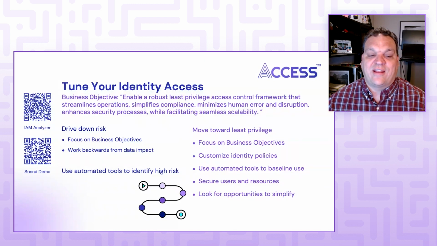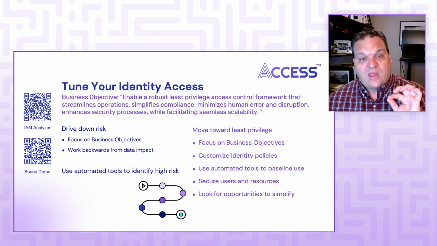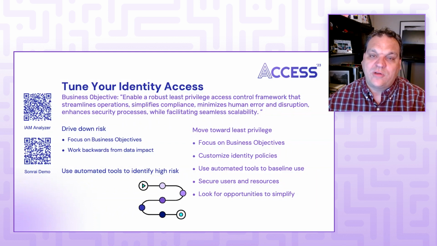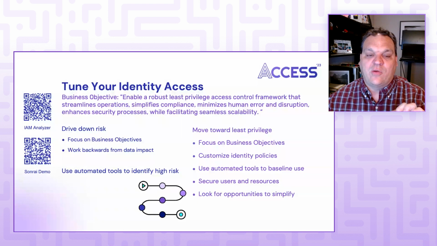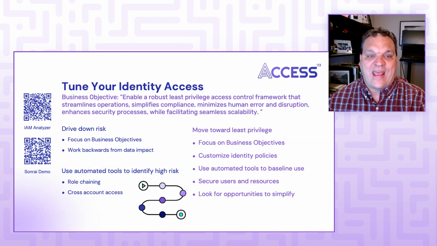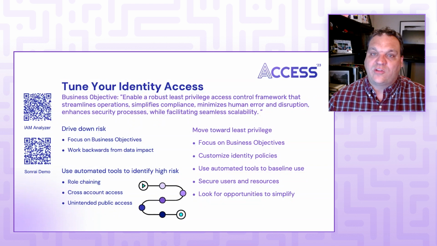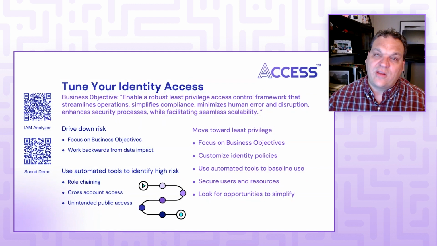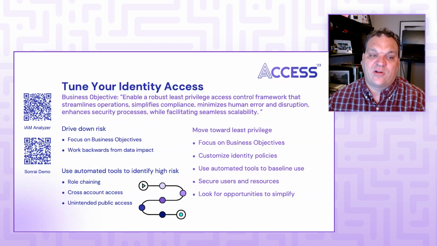Use automated tools to identify high risk. It's really key that you understand what tools are out there. It doesn't matter what tool you use so much as it's important that you understand what you're trying to measure for and towards from that business objective. Look for those high risk ones: role chaining, cross account access, and unattended public access. Role chaining is when someone uses one role to access another role and they start to build privileges. So it's something you have to be aware of. In the cloud, it's a little bit unique. I encourage you to look into that.